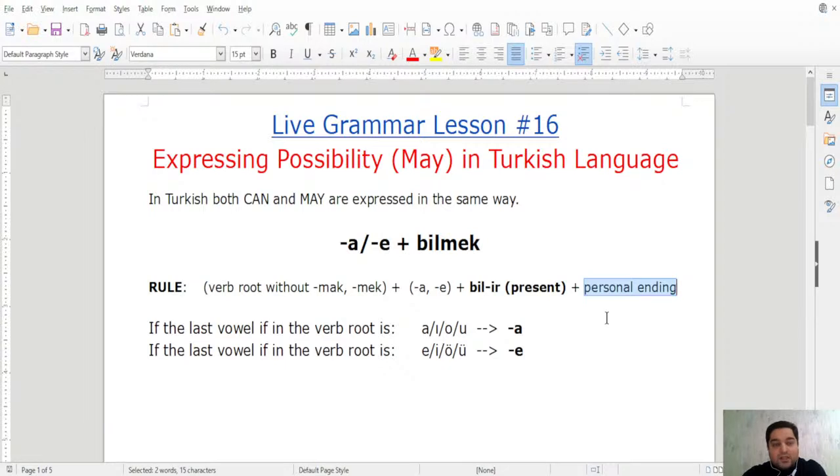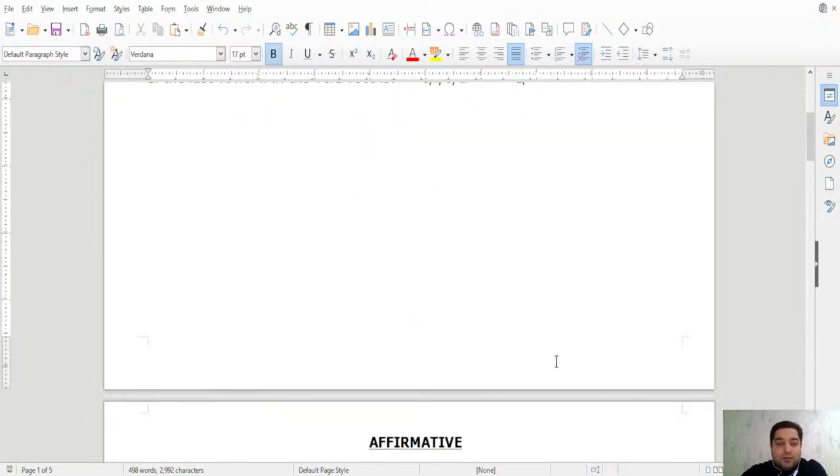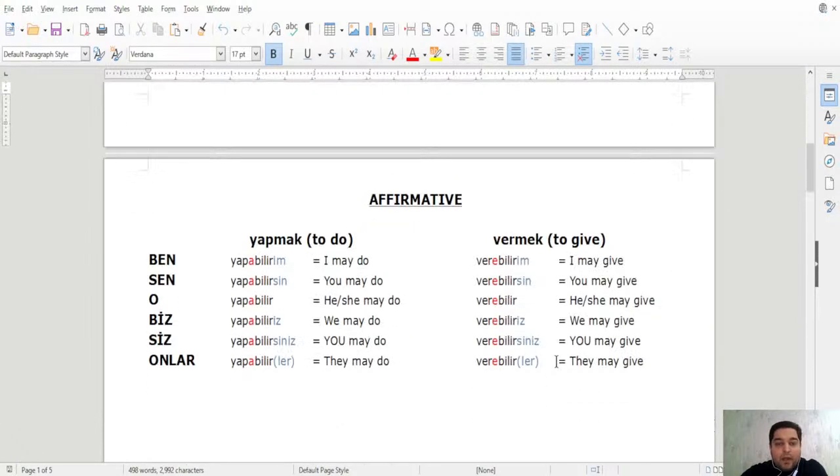So there is no difference technically and spelling wise. They are both the same. Whatever we discussed about can in the previous lesson is valid in the same way for may. Okay, so let's look at the affirmative specifically. So what do we have here? Everything is the same with can. The only thing I changed here is I made this may. So everything here now is not can but may.